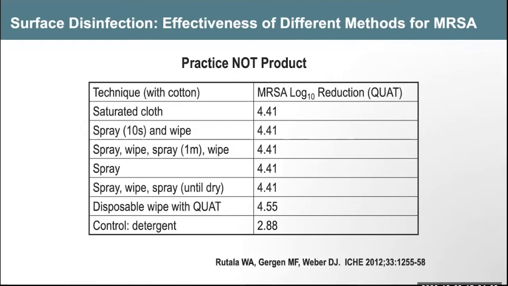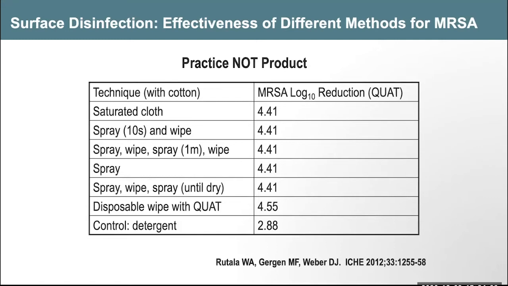So it's practice, not product. In the U.S., some products may not be licensed to kill spores. So if you're concerned about C. difficile or norovirus, a non-enveloped virus, you certainly want to make sure you use an appropriate product.